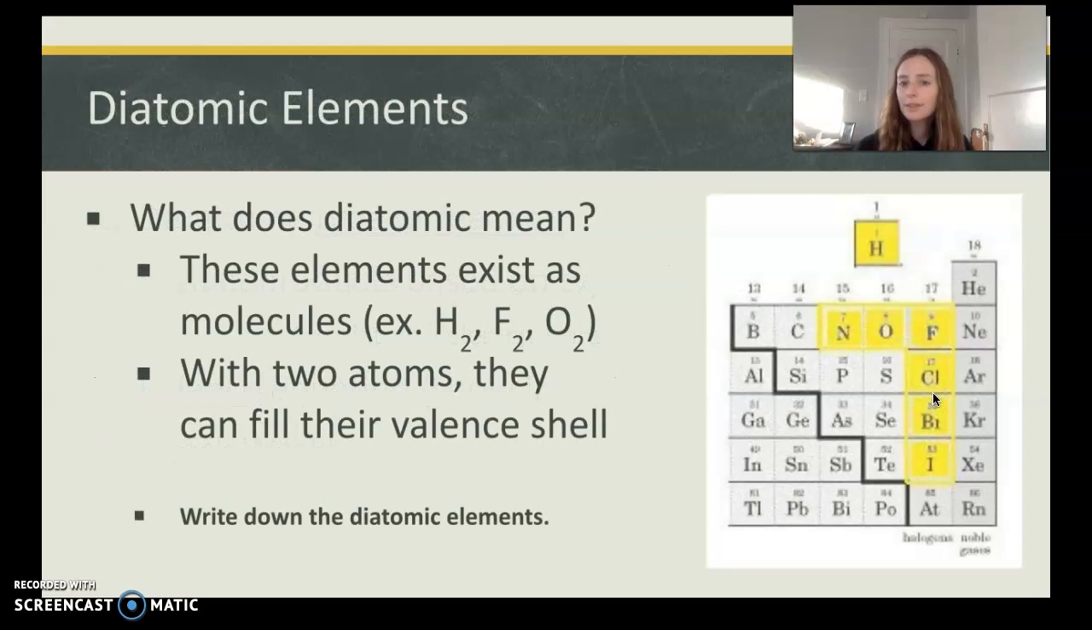So we just said the word diatomic elements, and what does diatomic mean? Well, if you think of the prefix di, that means 2, and atomic means atom, so we're thinking something about 2 atoms. Well, there are 7 elements on the periodic table of elements that exist as molecules. They always need to be with something, with another atom. So sometimes it could be just another atom of the same type of atom, or it could be a different atom. So for example, hydrogen is a diatomic element.